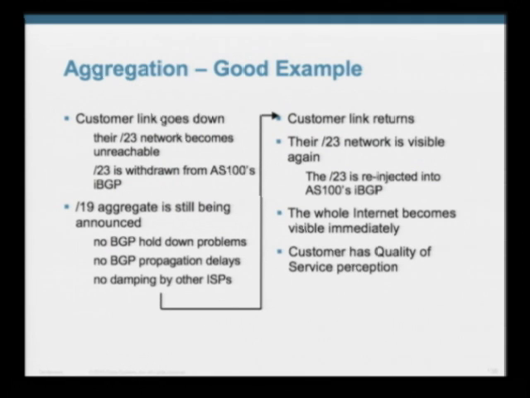Customer link goes down, the /23 disappears, withdrawn from AS100 iBGP, and that's it. Because the /19 aggregate's still announced, no propagation delays, nobody else sees the change, and all is fine.